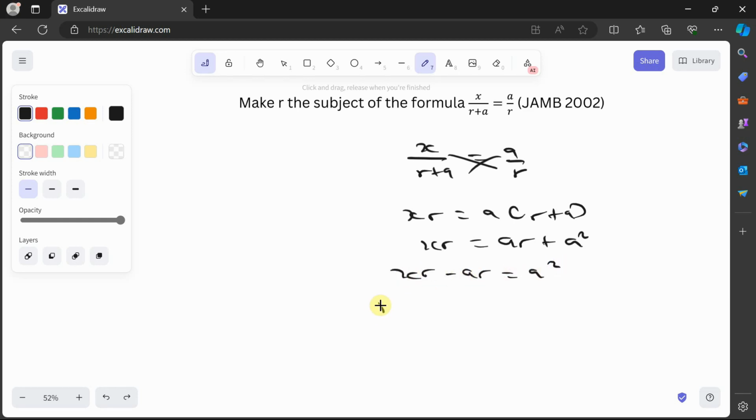So I can factor out r and say xr divided by r is x, minus ar divided by r is a, is equal to a squared. So r is equal to a squared all over x minus a. Simple and short. Let's see if the answer is correct. Great.